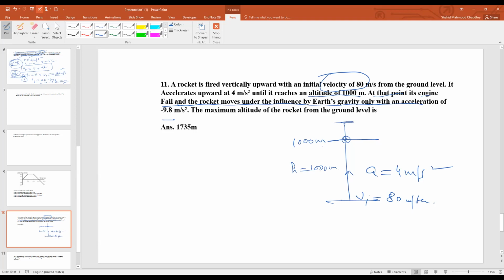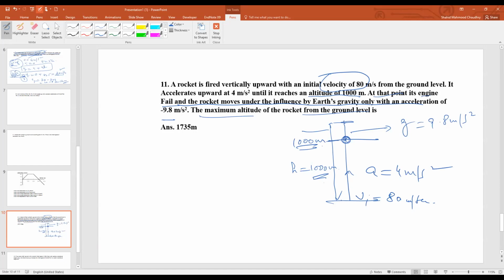Okay. Now the question is, when the engine fails, this acceleration finishes. So at this stage, the acceleration is 9.8 meters per second squared because it is moving in free fall motion. So the question is the maximum altitude of the rocket from the ground. He is asking how much distance it covered from here to here. Up to now, we know it is 1000. From here to here, what is that distance? You will add this distance to 1000 and this is your answer.